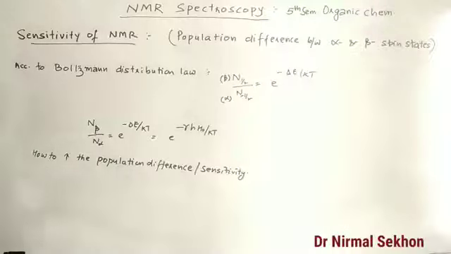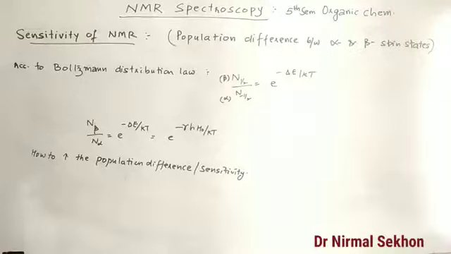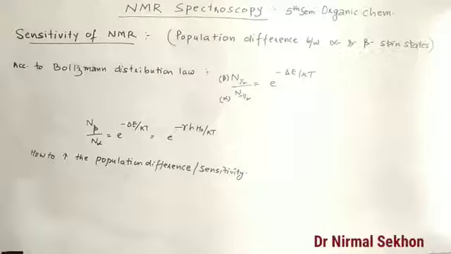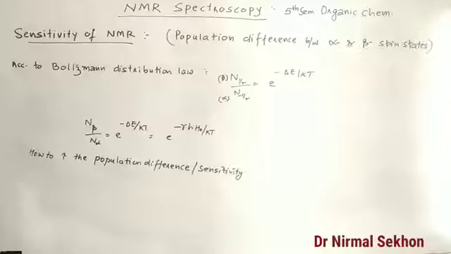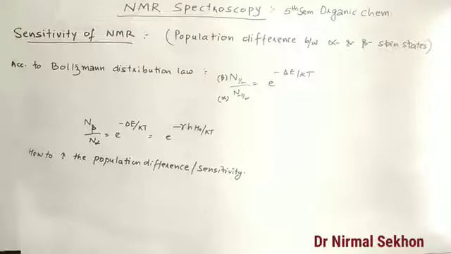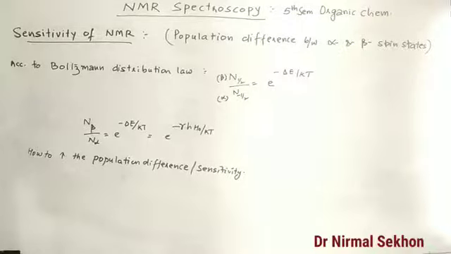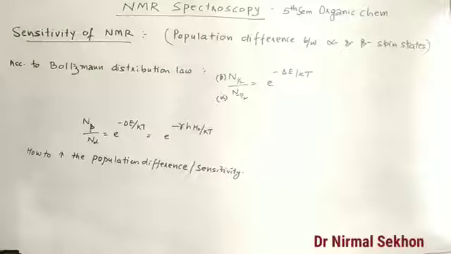Next is the sensitivity of NMR. Sensitivity means how the molecules respond to NMR spectroscopy. We can judge that from the intensity and clarity of the peaks. Basically, the sensitivity of NMR is less as compared to ultraviolet and IR spectroscopy. It depends upon the population difference between the alpha and beta spin states.